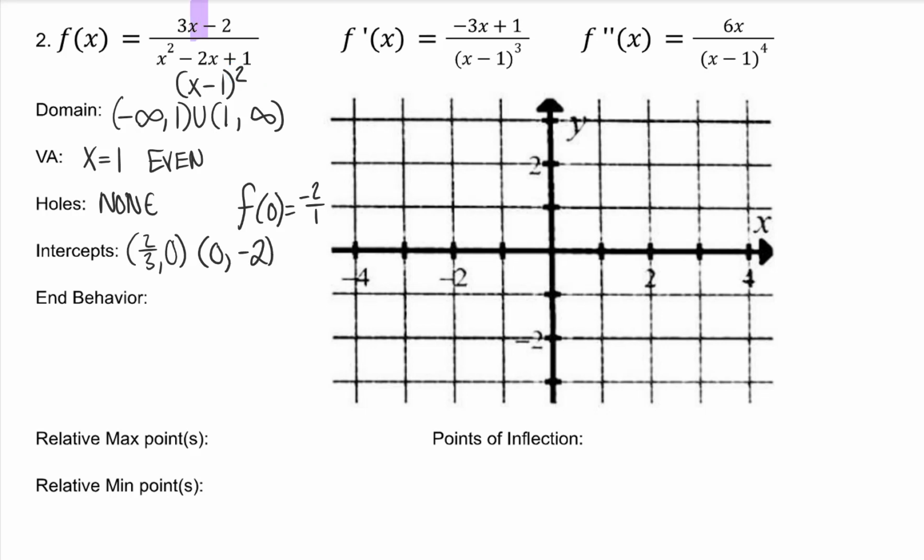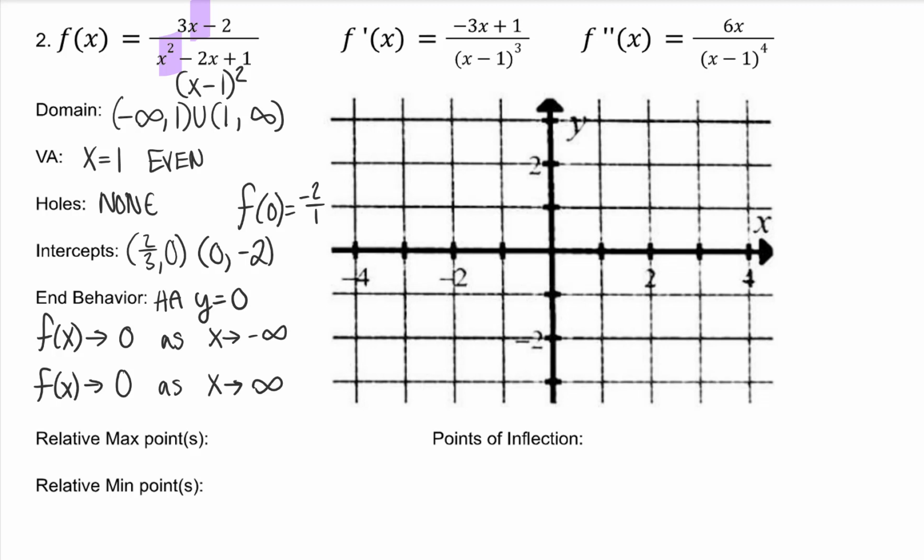The degree of the numerator is 1. The degree of the denominator is 2. When the numerator degree is less than the denominator degree, then our end behavior is a horizontal asymptote at y equals 0. That means f of x will approach 0 no matter which direction we're headed, toward positive infinity or negative infinity when it comes to the x's.